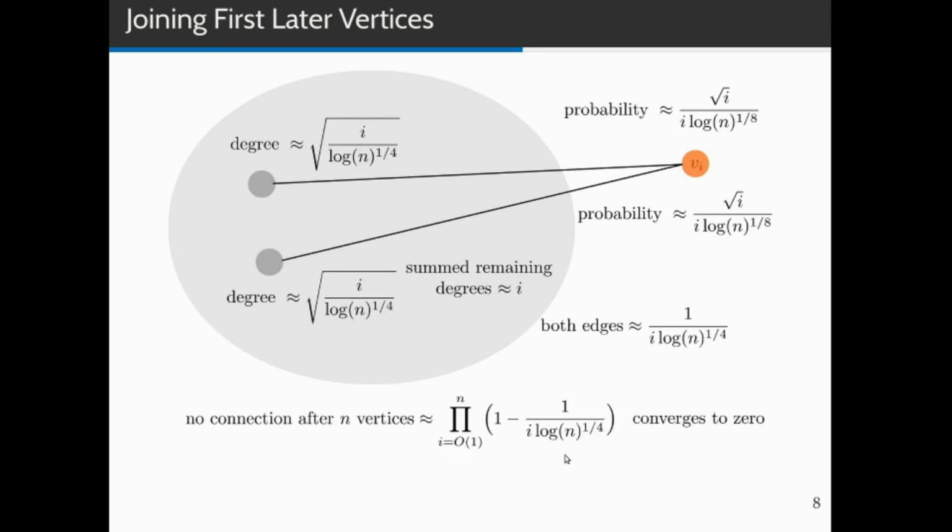You can do a similar calculation if you assume that the degree in round i is slightly lower, as it would be, for example, for the first log n to the 1/4 vertices. There, if you plug in the numbers, you get an expression which is a slightly larger number, but this still converges to 0. But so far, all our calculations assumed that the degree of the vertices in round i is roughly square root of i over log n to the 1/4 or something similar. But this is not actually the case.